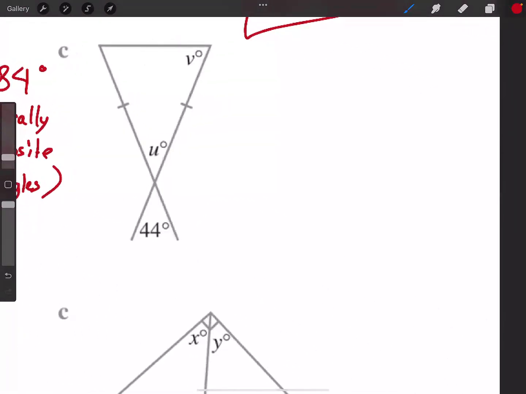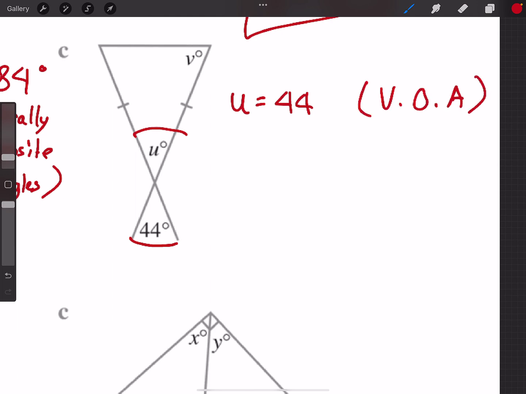All right, here's another funny one. You've got 44 and U. So U is equal to 44. Vertically opposite angles. Okay, so if this is 44, how do we find V? Well, look at the triangle.